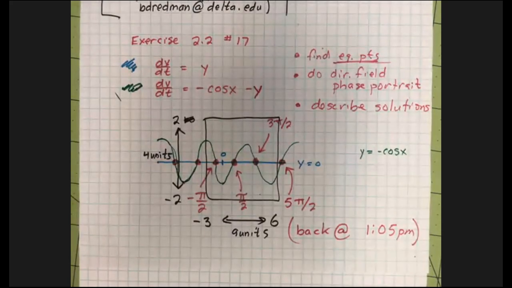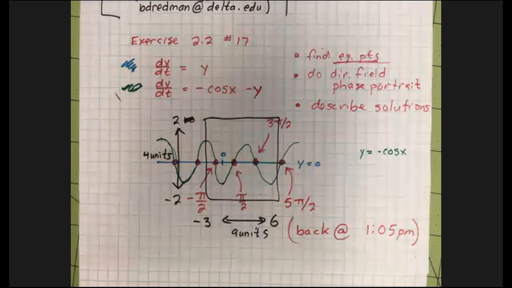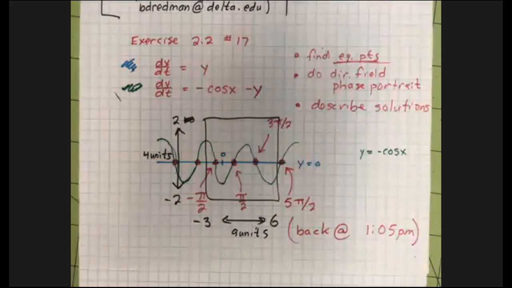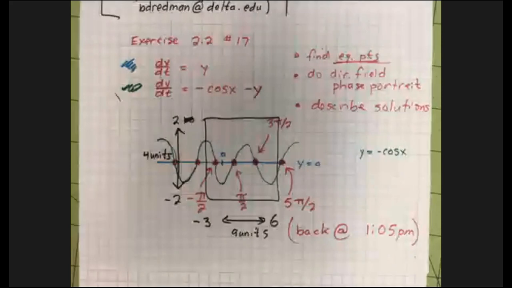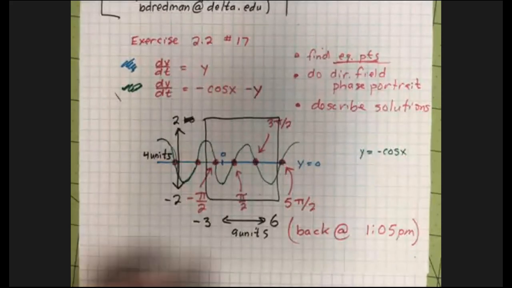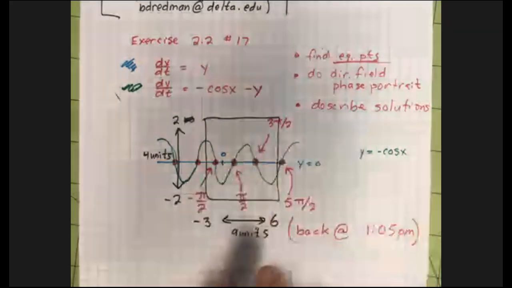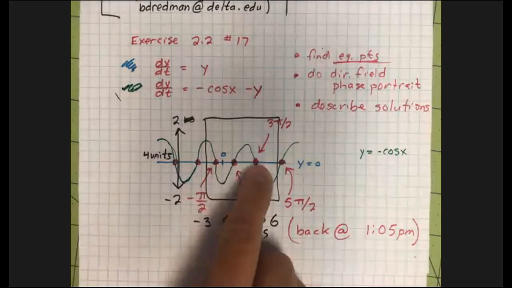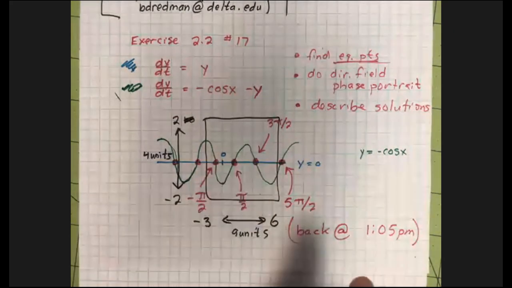Okay, we're back, and we're going to go back to our Mathematica notebook. And so let's just try to change the parameters in that pre-built notebook to get us some kind of picture that might tell us what's happening at these equilibrium points.